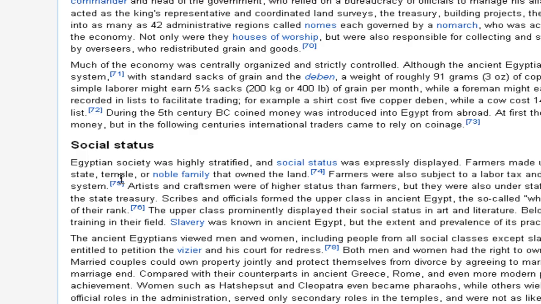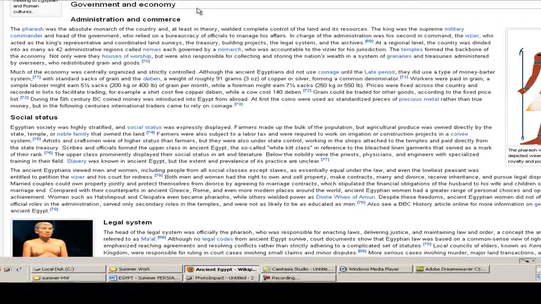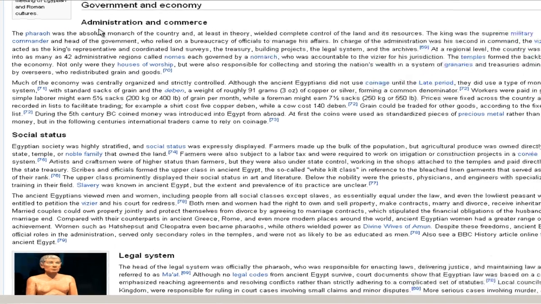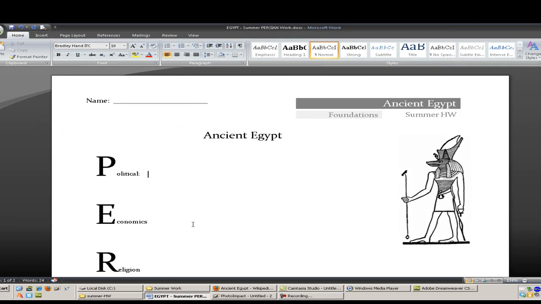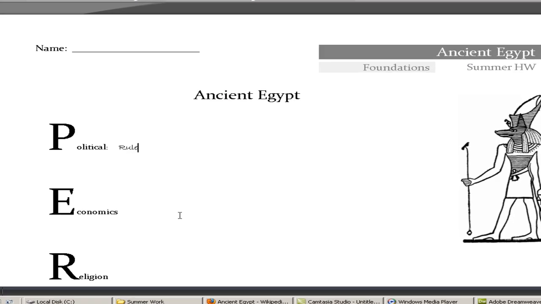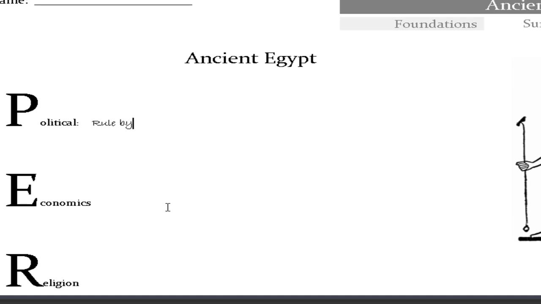Let me jump down to that particular section, government and economy. That's talking about political and economic developments. Here it says the pharaoh was the absolute monarch of the country. He wielded power. He was the supreme military head of the government. Then what you would do is go back over here and start writing this in. You would say: ruled by a pharaoh who had absolute power.